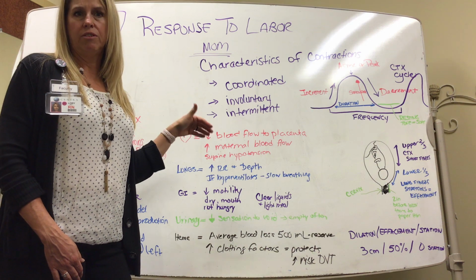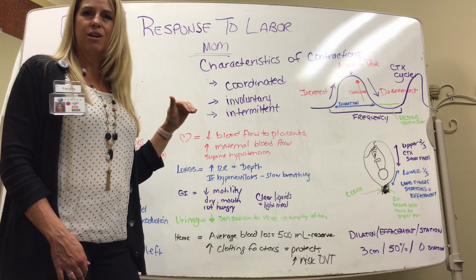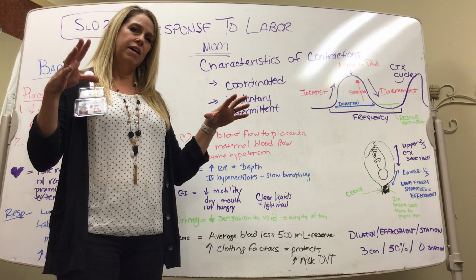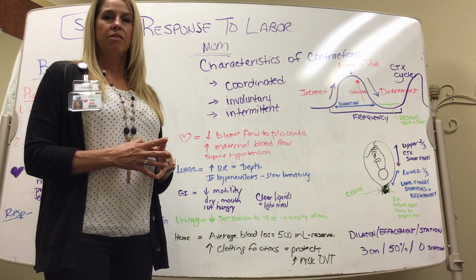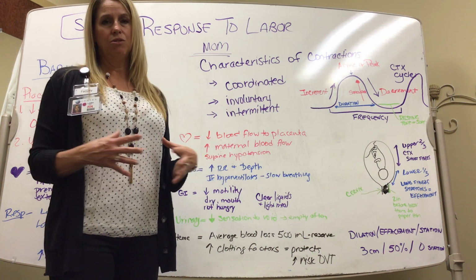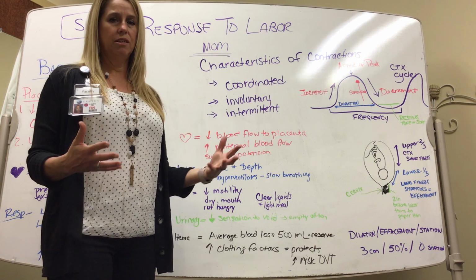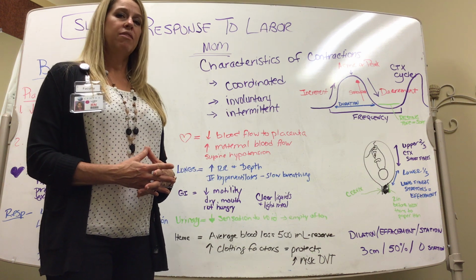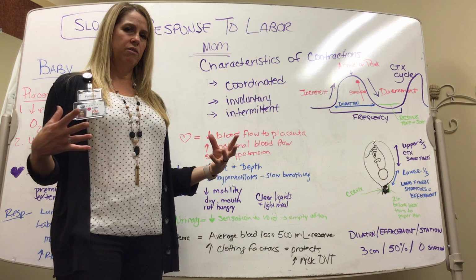She has to have contractions. The contractions are coordinated, so they're happening on a regular basis. They're involuntary. Mom has no control over them. There are hormones that are released that they think starts labor. And they're intermittent, so they come and go. They're not constant.